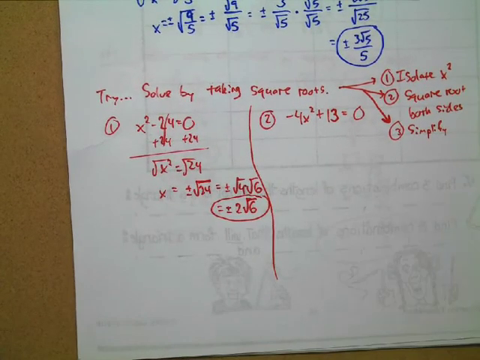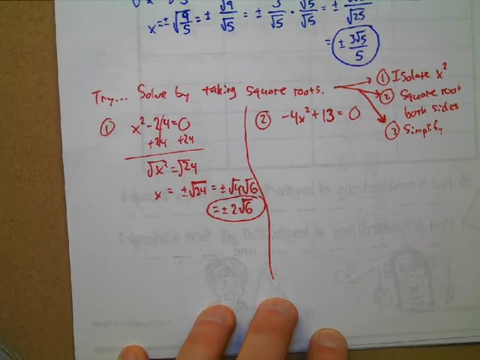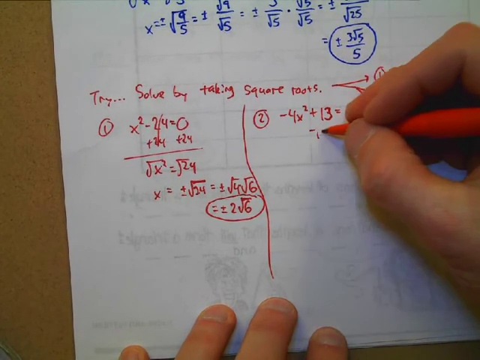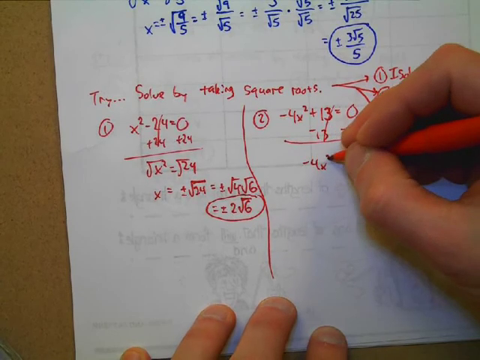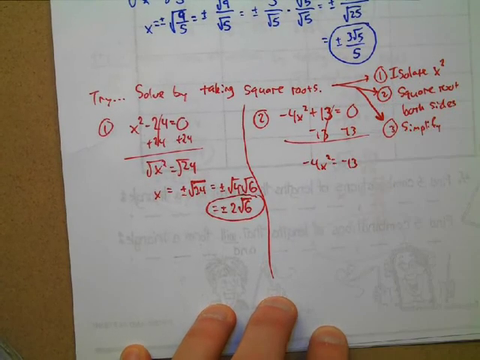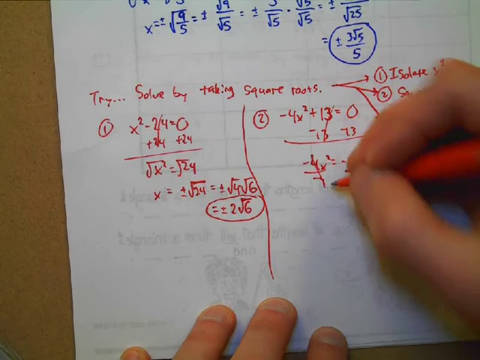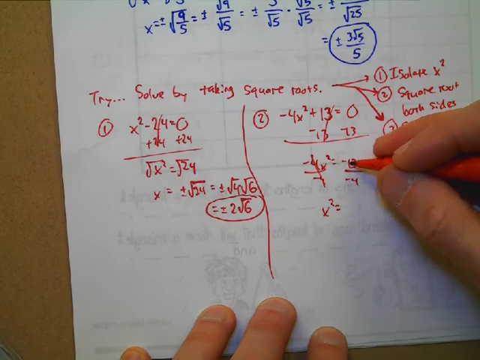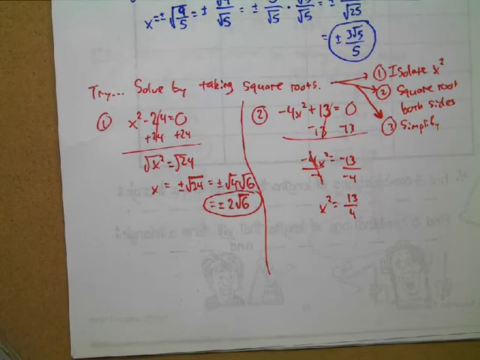Thank you, Hannah. Let's go to Chris. Chris, what'd you do here for your first step? I subtracted 13. Subtract 13 on both sides. Very good. We want to get that x squared by itself. We have negative 4x squared equals negative 13. And then what? Divided it by negative 4. Divide by negative 4 on both sides. You got it. So you get x squared equals negative 13 by negative 4 is going to be a positive 13 fourths.